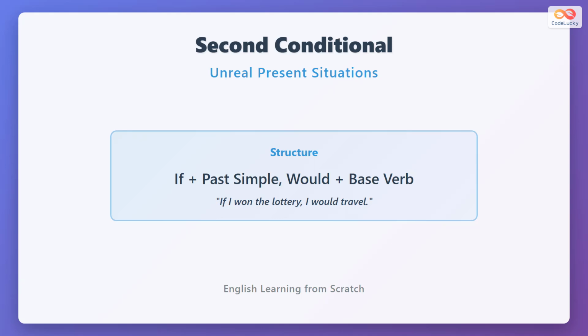The second conditional talks about imaginary or unlikely situations in the present or future. It uses the past tense after if and would plus the base verb in the result. For example, if I won the lottery, I would travel the world.